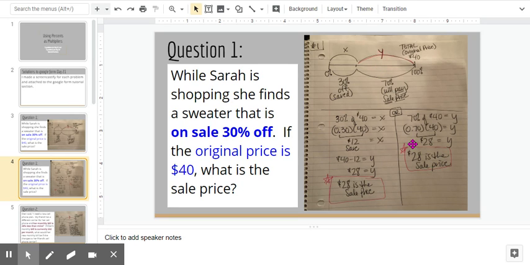0.70 is the multiplier for that percent times 40, and that is $28. So Y is 28. That is the answer I got here. The other time when I solved it, I had to subtract the 12 out of the 40. This time I don't have to, because I'm using the multiplier that will get me directly to that sale price. So the answer should be $28 is the sale price.